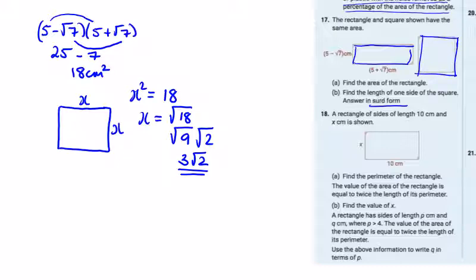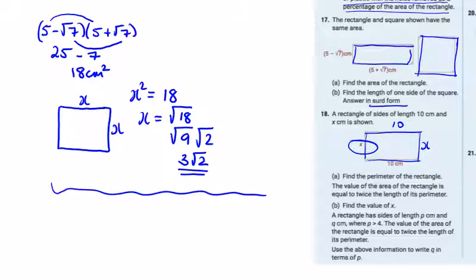So here we're going to draw this in a rectangle, one length 10, and the width is x. Find the perimeter of the rectangle, just add it up. We have a 10 and we have an x, so the perimeter is 10 plus 10, 20, plus 2x for part A. 20 plus 2x. The value of the area of the rectangle, well, the area of the rectangle is going to be 10 times x, which is 10x.